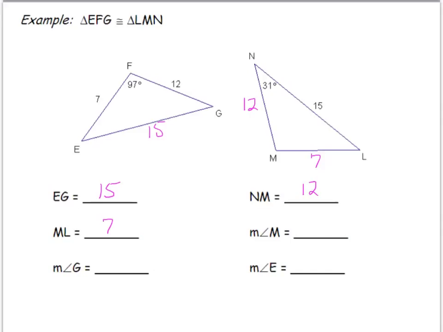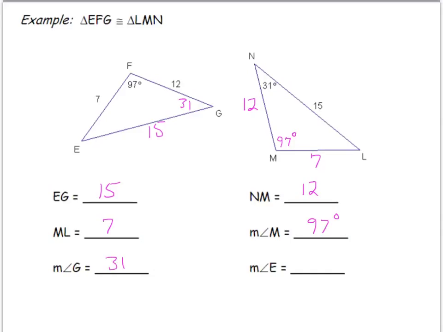The next, angle M, we just might as well go in order of what we've got listed here. Angle M, well, M corresponds to F in the first triangle, and we do know that angle F is 97 degrees. So that means angle M should also be 97 degrees, because in congruent triangles, the sides are congruent and the angles are congruent. What about angle G? So if we take a look at angle G, I know angle G is in the first triangle, it's the third letter. So the third letter in the second triangle is N, and we know that the measurement for angle N was 31. So we know angle G is 31.